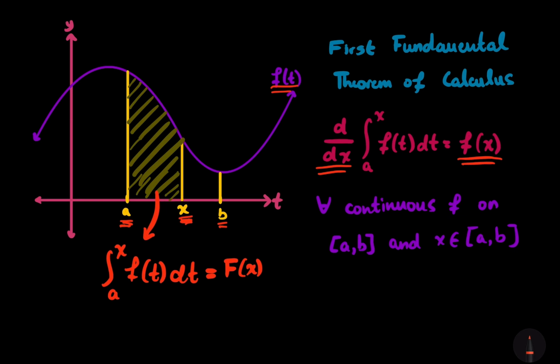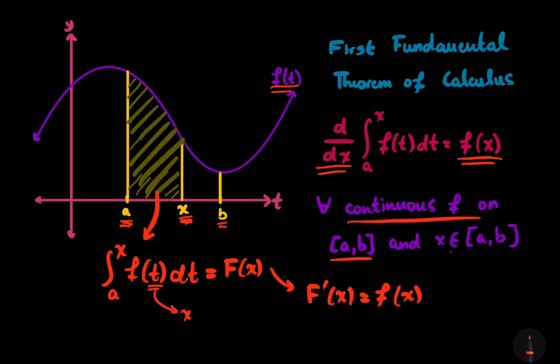And so essentially what happens is if we take capital F prime of x, let me move this over here, then capital F prime of x is just going to be equal to lowercase f of x, if that makes sense. So what we do is we just change this independent variable from a t into an x when we want to take the derivative, right? And this is only going to hold true, of course, for all continuous functions f on our interval from a to b, and also for every x contained in our closed interval from a to b.